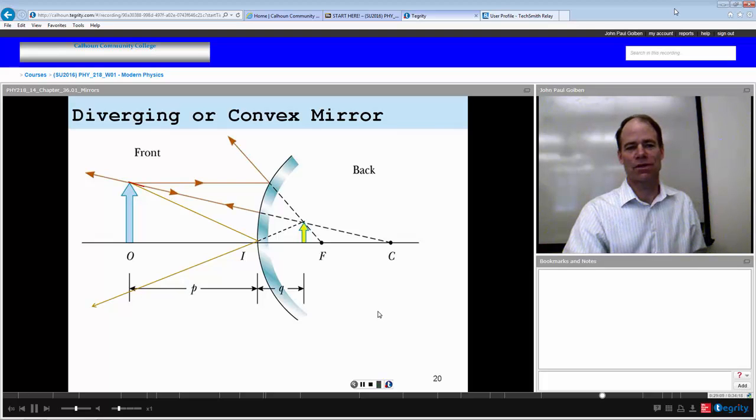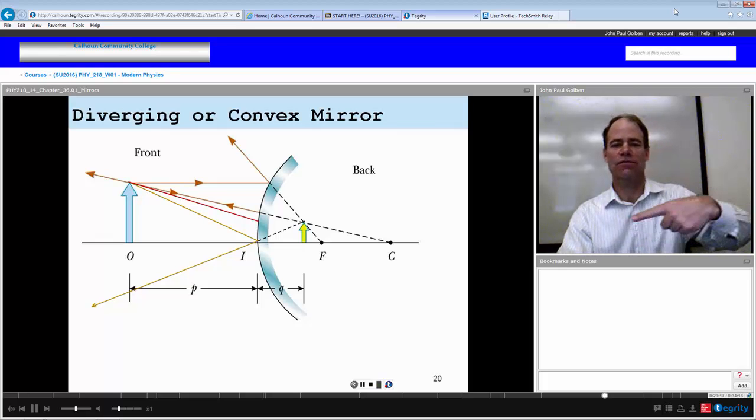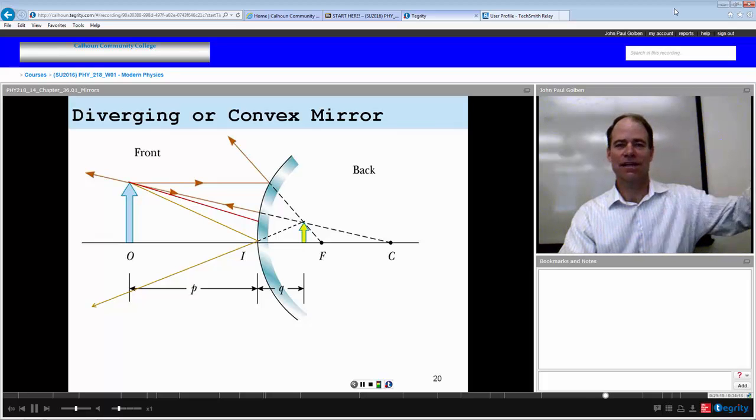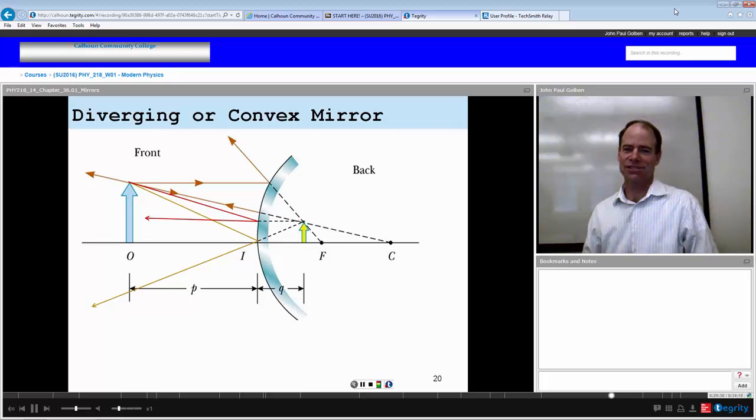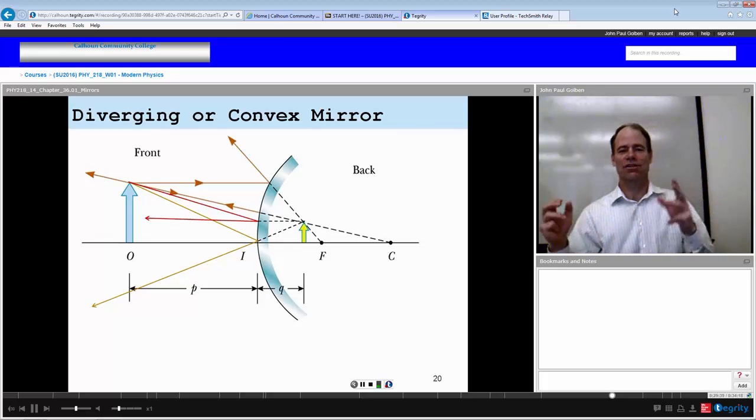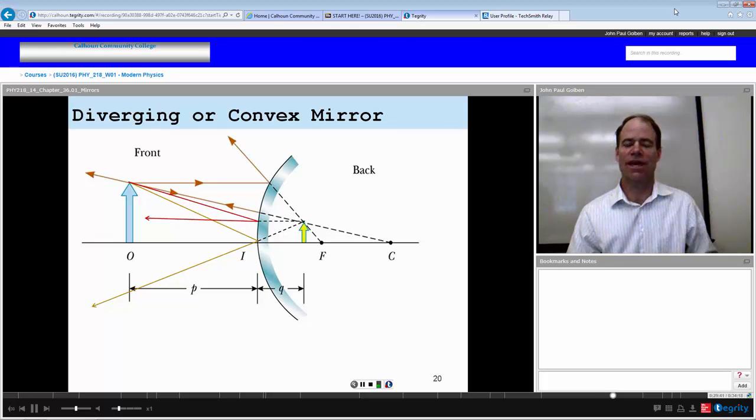Here's a fourth one. It's coming in as if it were headed towards the focal point, and anything headed towards the focal point is going to reflect straight back out, parallel to the principal axis. If we follow that reflection back, parallel to the principal axis, that too would pass through that point on the image. So any two of these rays could be used to construct the location of the image on the convex mirror.